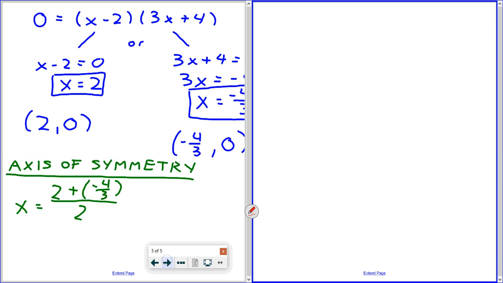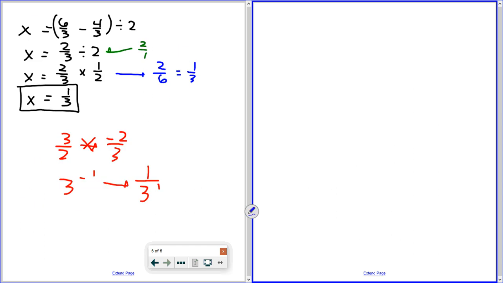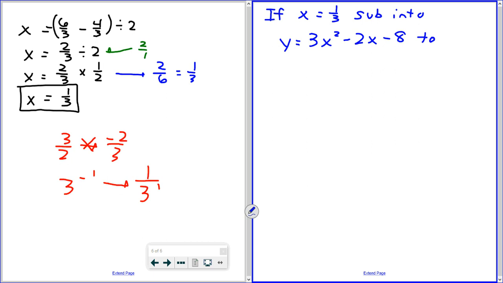Okay, here we go. This is a tricky part now, this is where you guys gotta focus. So if x equals 1/3, substitute into y equals 3x squared minus 2x minus 8 to get y. I'm going to talk about fractions more next time. For this one, I'm not going to worry about it. So for today, I'm going to let you use x equals 1/3.